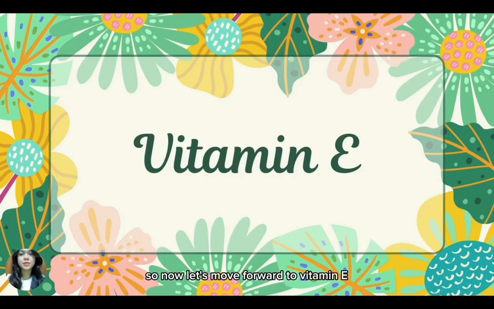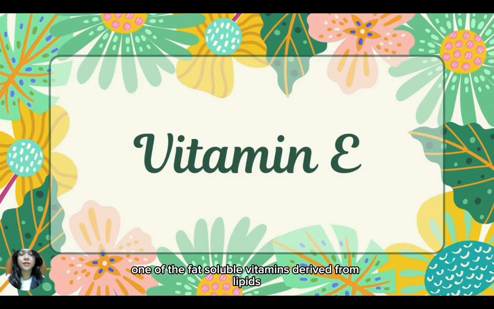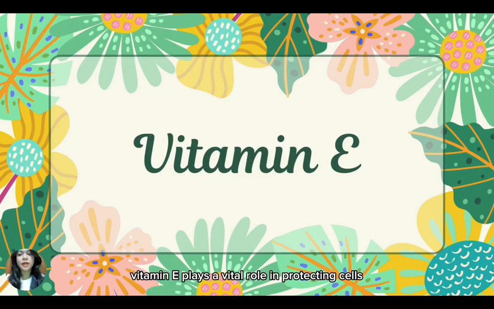So now let's move forward to vitamin E, one of the fat-soluble vitamins derived from lipids. Renowned for its powerful antioxidant properties, vitamin E plays a vital role in protecting cells and maintaining overall cellular health.